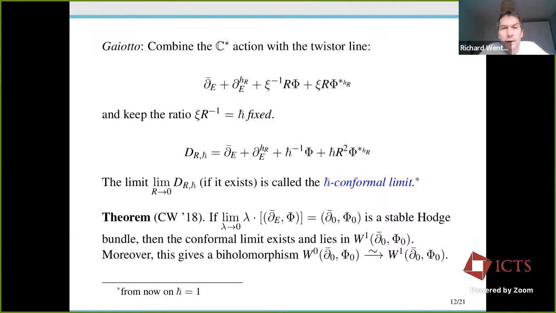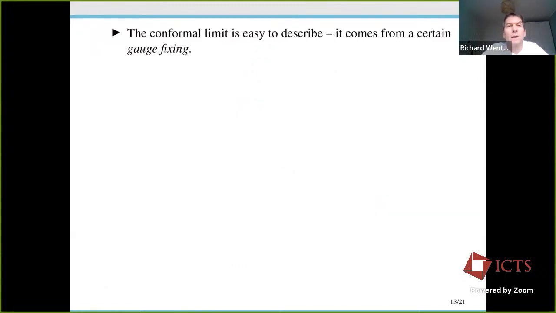All right. So that's the old theorem. And okay, so maybe I should say a little bit about how this comes about. So it turns out that the conformal limit is actually very, very explicit. Again, we saw that in the example that I gave.